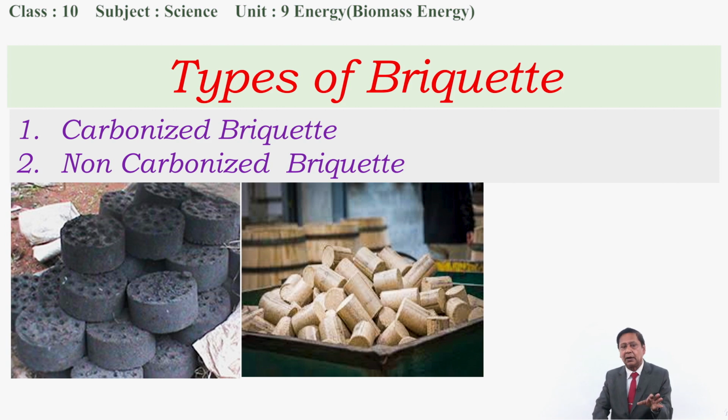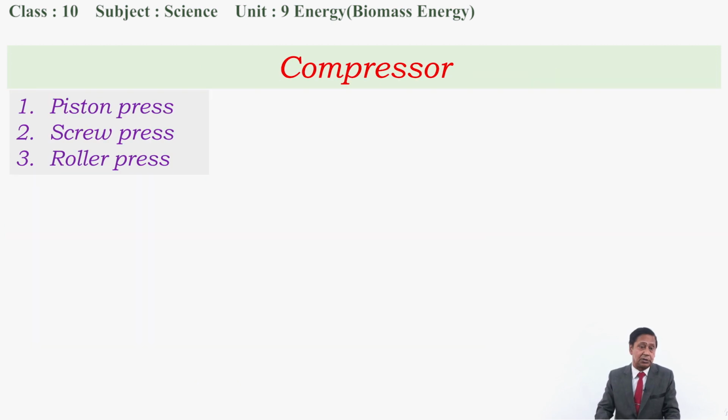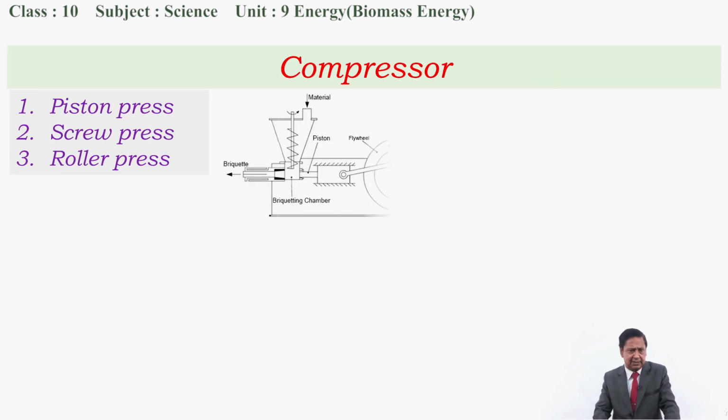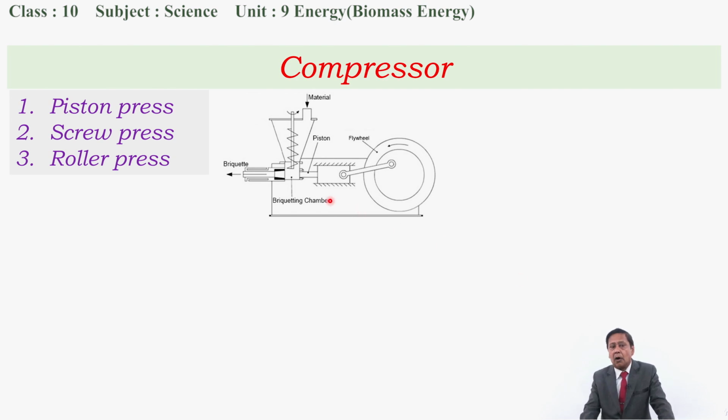It is a little difficult to make a non-carbonized briquette because we have to apply a huge amount of pressure to give it a definite shape, maybe circular, or cubical, or some other shape. So it can be done by using a piston press, screw press or roller press. Look at this, this is the diagrammatic representation of a piston press, where the biomass is fed from this hopper, and when it comes out, it comes out in the form of a briquette, pressed by the piston press.